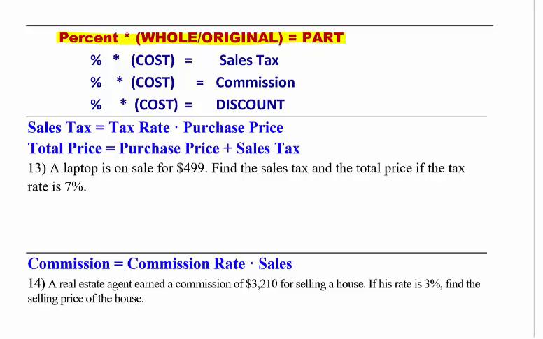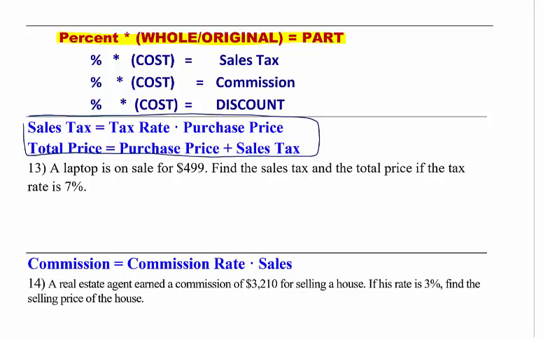So I've also written down some of the formulas. Just stop and think about it. Okay. Sales tax will take the tax rate times the purchase price. And if you want a total purchase price, think about it. When you purchase something, you pay the amount it says on the sticker plus the sales tax. For commission, you take the commission rate times the sales. Nothing new. It's still percent times the whole equals the part.